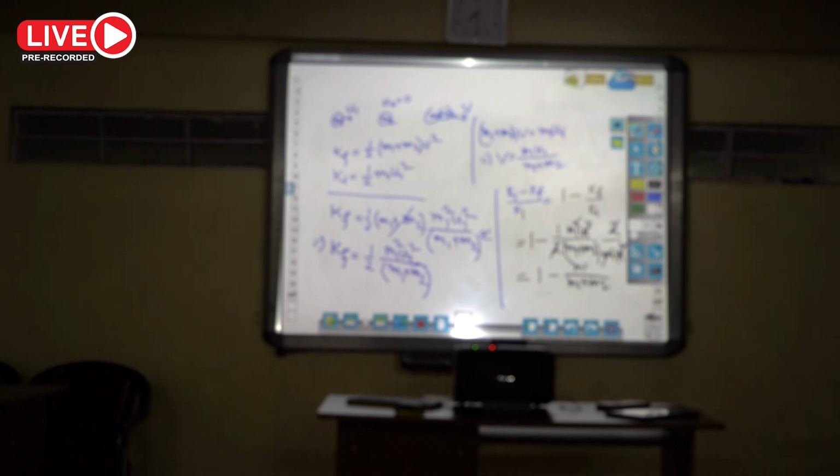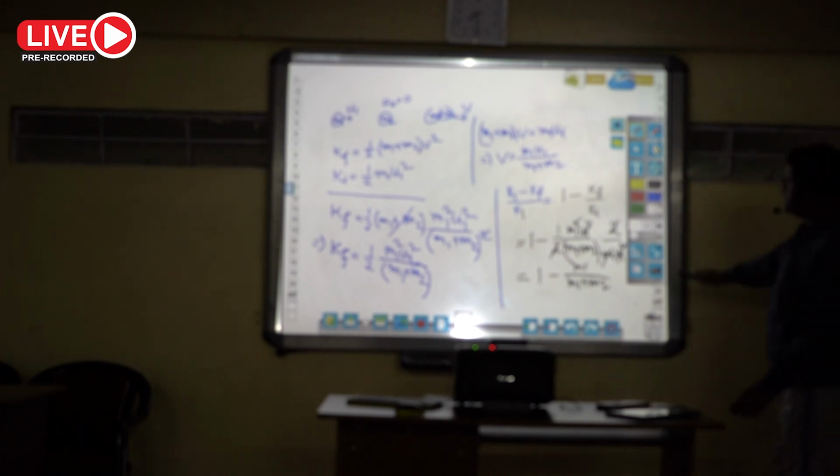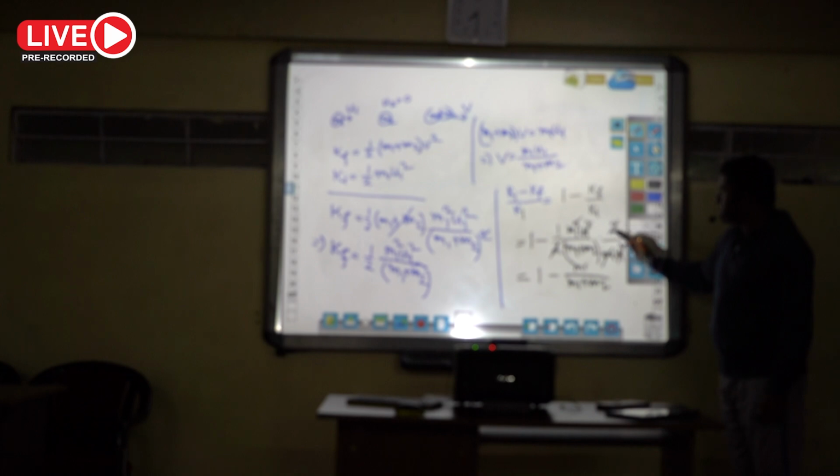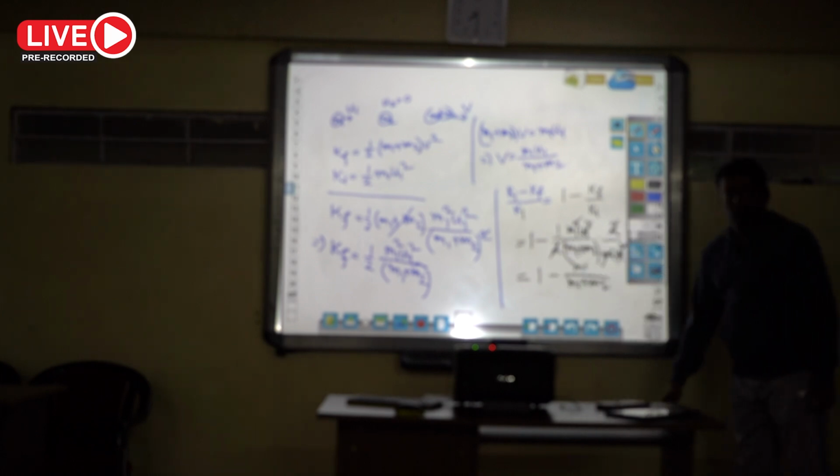Ki minus Kf is the loss in energy. Loss in energy divided by initial energy will give you the fractional loss in energy. So this is 1 minus Kf by Ki. Kf is half m1 square u1 square by m1 plus m2 divided by Ki, means 2 by m1 u1 square. So u1 square cancels, one m1 cancels and this 2 cancels. So it will be m1 divided by m1 plus m2.